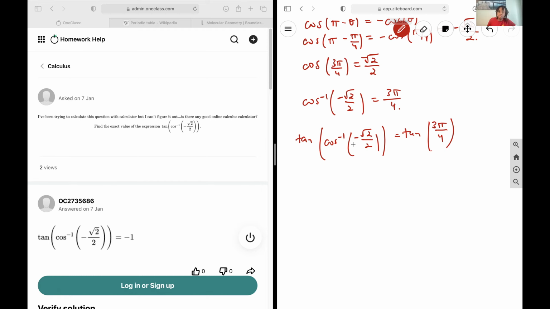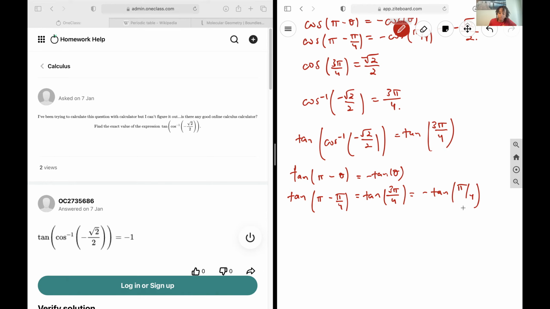And that is going to be the fact that the tan of pi minus theta is going to be equal to the negative tan of theta, which means the tan of pi minus pi over 4, which is equal to the tan of 3 pi over 4, is going to be equal to the negative tan of pi over 4. Pi over 4 is something that we can find here.